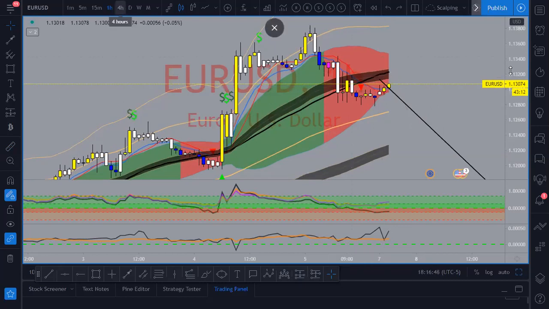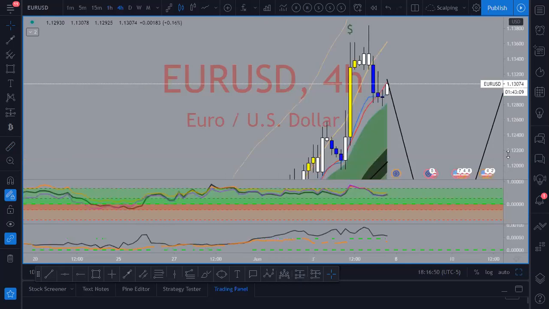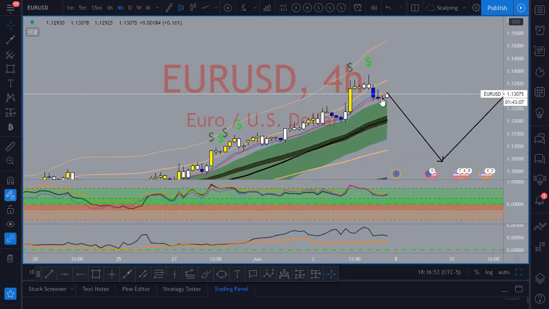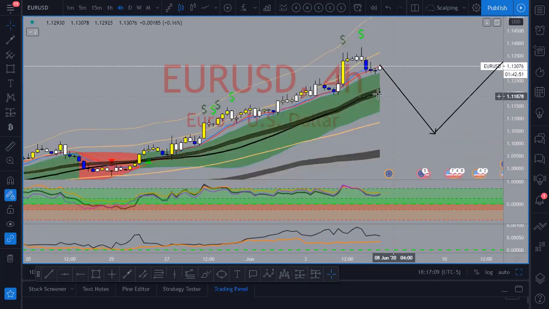4 hour time frame, still not quite even ready. It doesn't even look like it's ready to drop, although it is under the momentum line, but it's still kind of above the compass right here. So again, it would be ideal. Yeah, look, this all matches up with the sell. This is like setting up for a sell on the 4 hour time frame too. So this could be our trade of the week for Euro USD. I really want to see a drop, especially when we see these dollar signs right here.